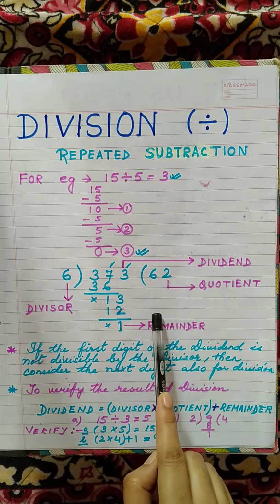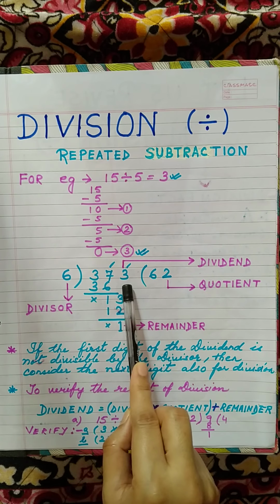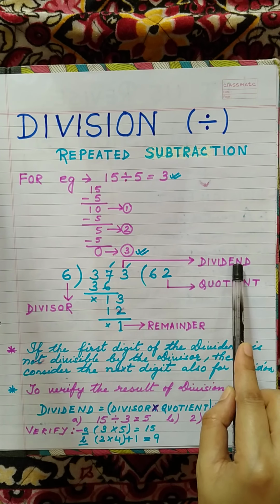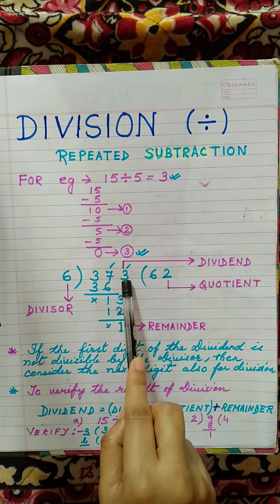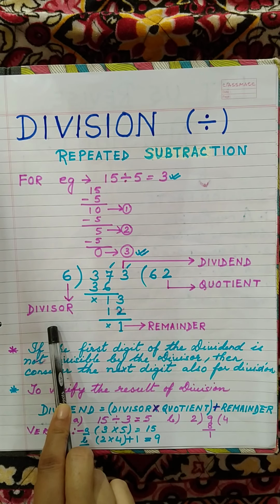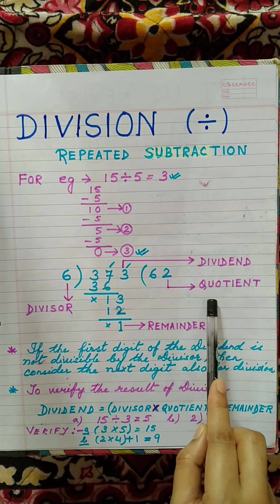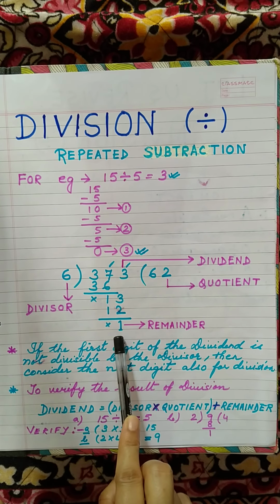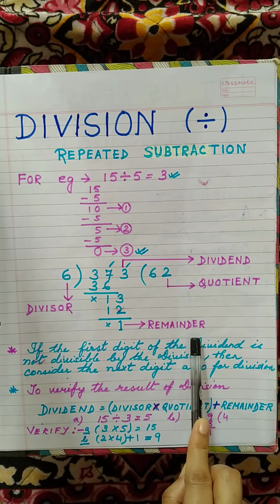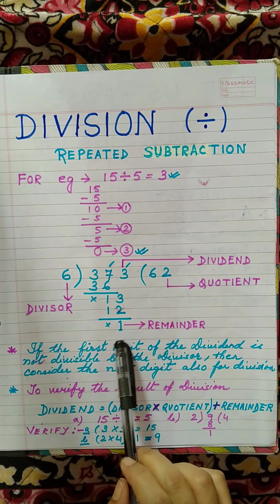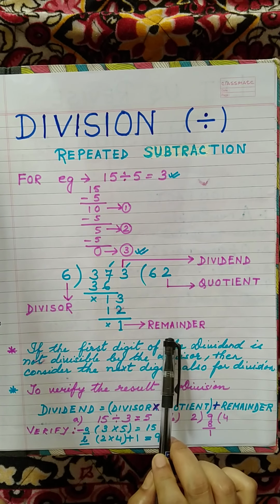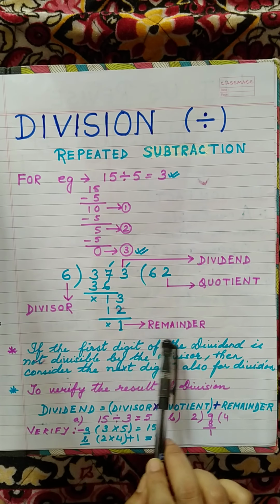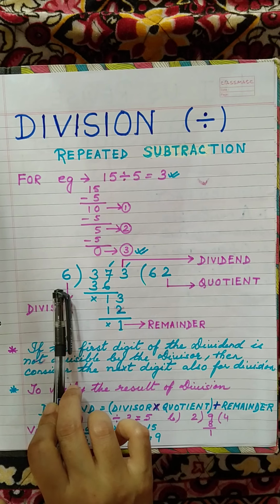Now here we have a division. The number which has to be divided is called the dividend. The number which divides is called the divisor. After division we get an answer which is called the quotient. And the left out number is called the remainder. Now we have to remember that the remainder is always less than the divisor. If your division is correct, your remainder will always be less than the divisor.